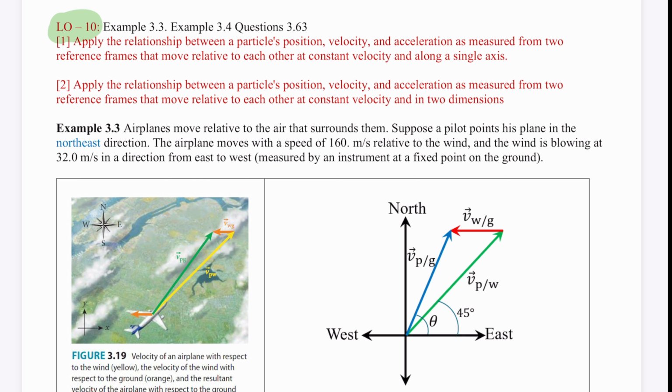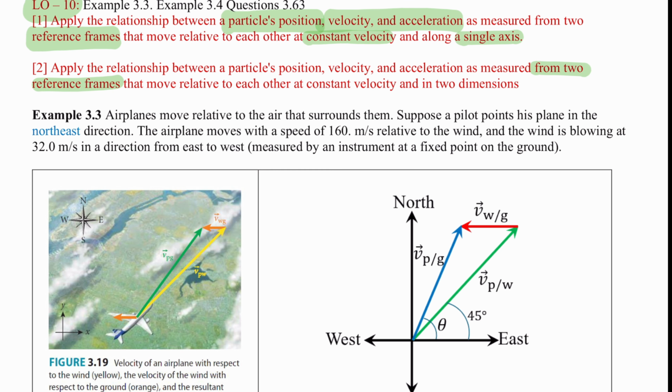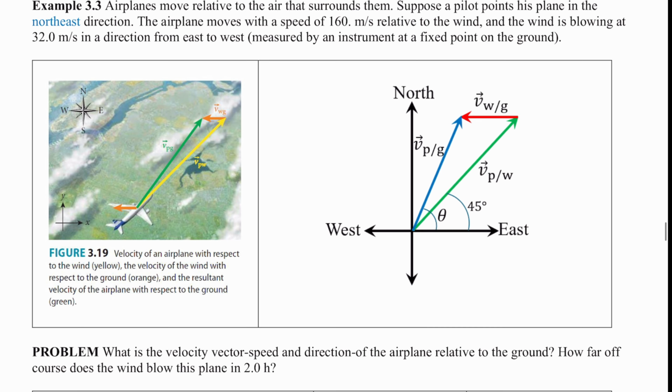Okay, question number 10. In this we are going to learn to apply the relationship between a particle's position, velocity and acceleration as measured from two reference frames. This is something very important. The reference frames move relative to each other at constant velocity and along a single axis. One reference frame and two reference frames. Let's see the question so that you can understand it in an easy way.